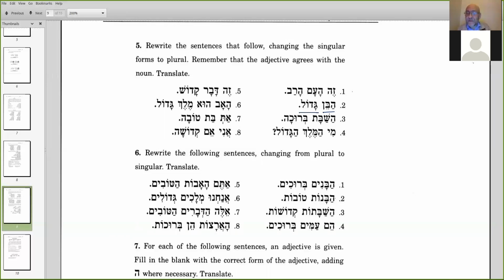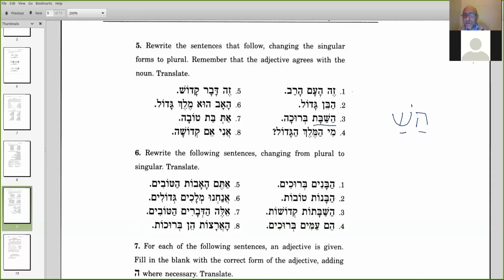Number three, we have ha-shabbat barucha. Now, why is it kametz hey on there? Because the Sabbath is feminine gender. So right now we're saying the Sabbath is blessed, right? But what if we want to have more than one Sabbath? What if we want to say Sabbaths? So we need to change ha-Shabbat to ha-Shabbatot. And what that looks like, real quick here.